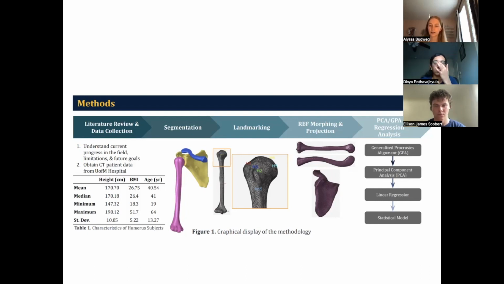The final step involves performing generalized Procrustes alignment, or GPA, principal component analysis, PCA, and linear regression to produce statistical models. GPA is an algorithm aligning each subject in the same coordinate plane. PCA identifies significant sources of variation in our multivariate dataset. Statistical analysis enables us to develop crash predictions for the upper extremity bones and run finite element model simulations.